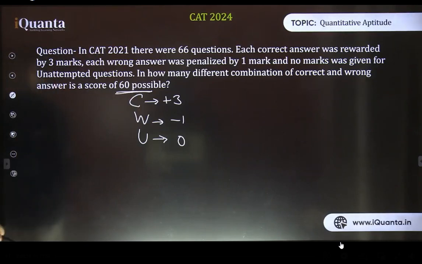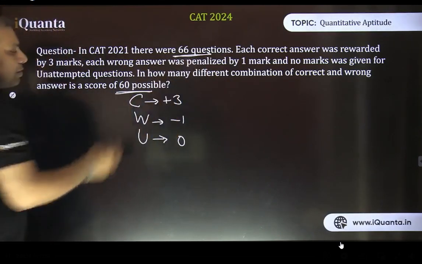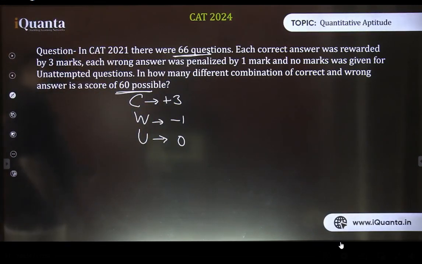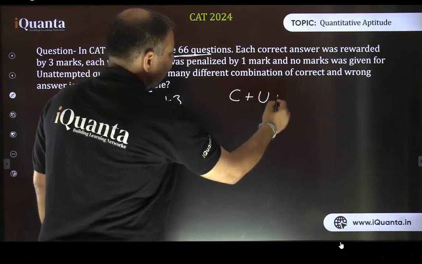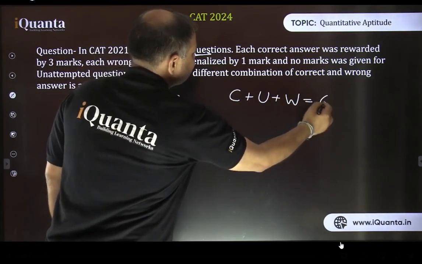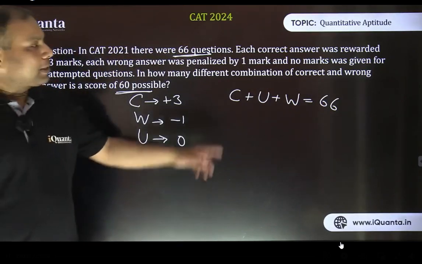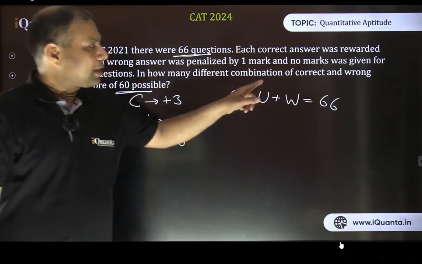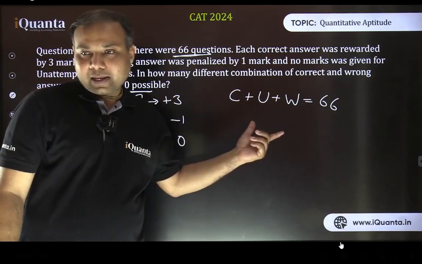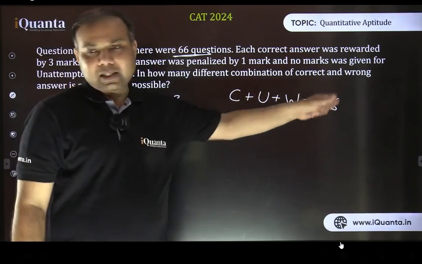So the total score should be 60, and total questions are 66. So we have 3 variables but only 2 conditions. The first equation would be C plus U plus W equals 66. Yes or no? Assuming C is the number of questions attempted correctly, U the number of unattempted questions, and W the number of questions answered wrongly, right? So that is the first equation: the total number of questions is 66.